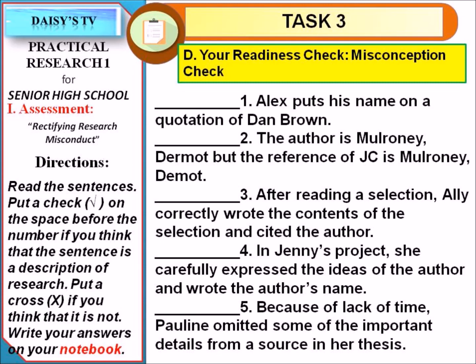1. Alex put his name on a quotation of Dan Brown. Number 2. The author is Mulroney Dermott, but the reference of JC is Mulroney Demott. 3. After reading a selection, Ali correctly wrote the contents of the selection and cited the author. Number 4. In Jenny's project, she carefully expressed the ideas of the author and wrote the author's name. 5. Because of lack of time, Pauline omitted some of the important details from a source in her thesis.